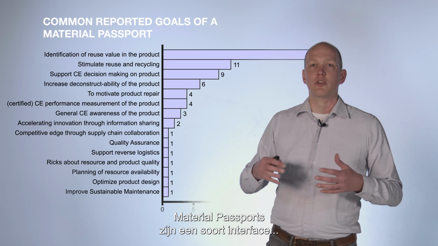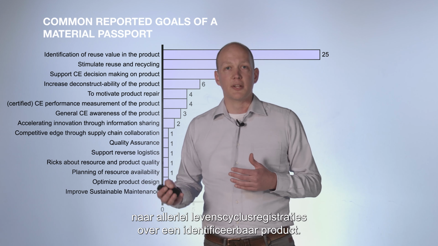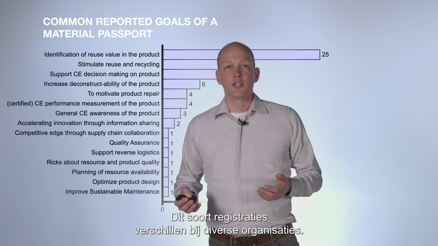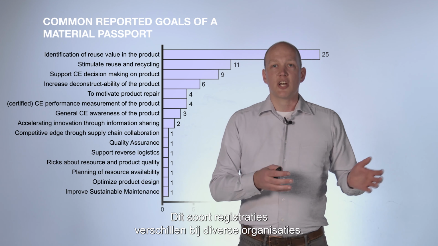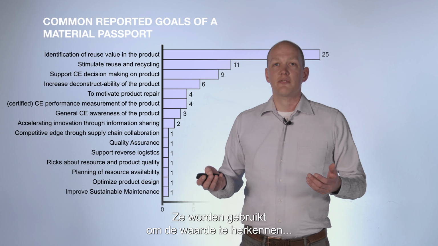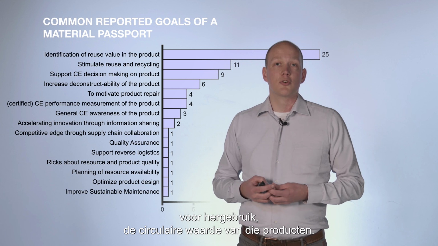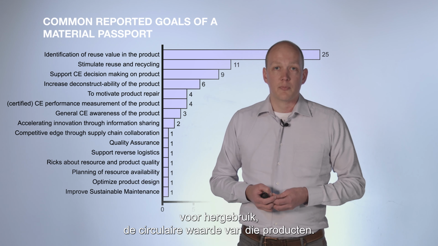A material passport is actually a sort of interface to all sorts of life cycle registrations about a single identifiable product. These kinds of registrations are typically held at different types of organizations and are used to recognize the value for reuse, the circular value of these products.